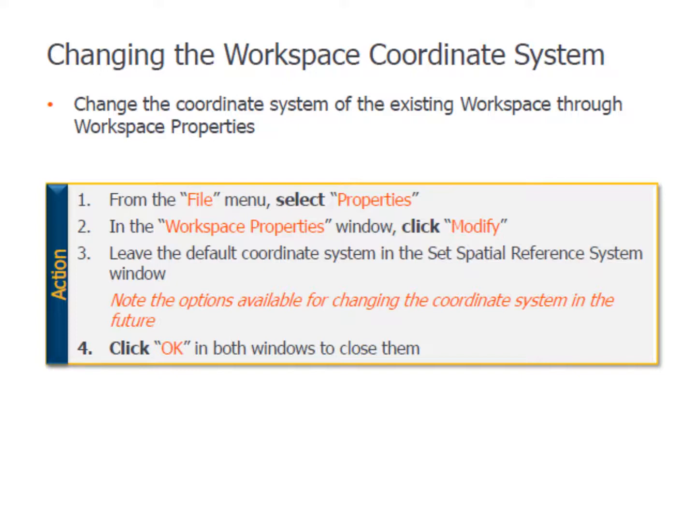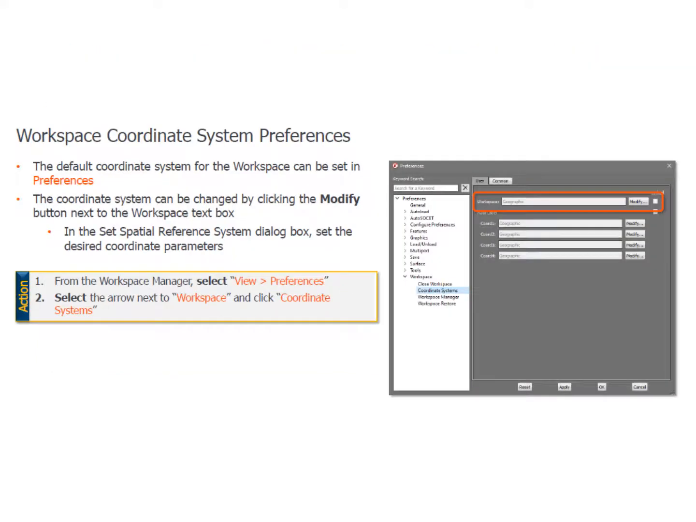And just like a lot of other GIS systems, you also have the ability to change your workspace coordinate system. From the file menu, you can go into properties and workspace properties and just click modify and work through that process of changing the coordinate system overall for the entire workspace. You can also go in and set the preferences and the default for what it would be, and that can be useful.